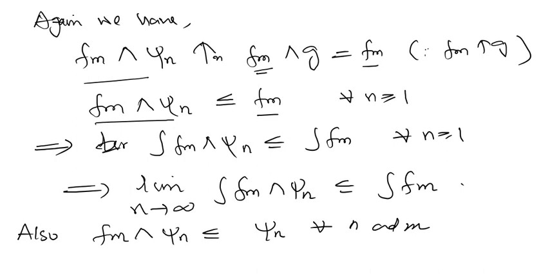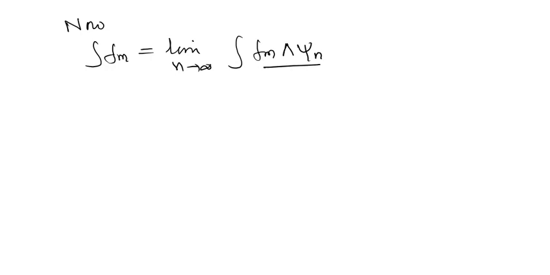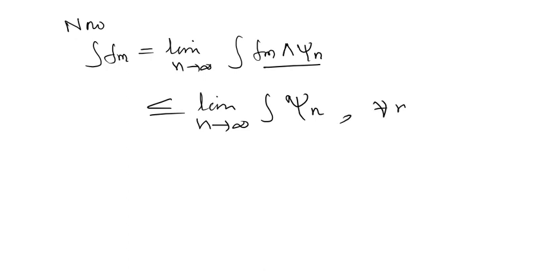So now let's take this integral of fm. Now let us see this integral of fm. It's equal to, as you have seen, limit n approaches infinity, integral of fm meet psi n. But fm meet psi n, as you have just seen, is lesser or equal to psi n, so this is lesser or equal to the limit n approaches infinity of the integral of psi n. This is true for each m, for all m greater or equal to 1.